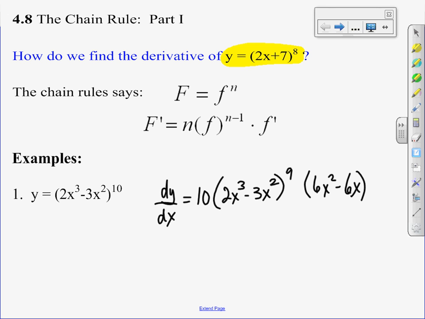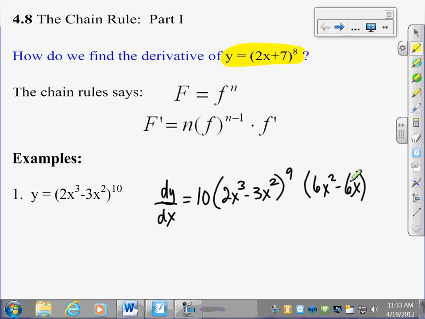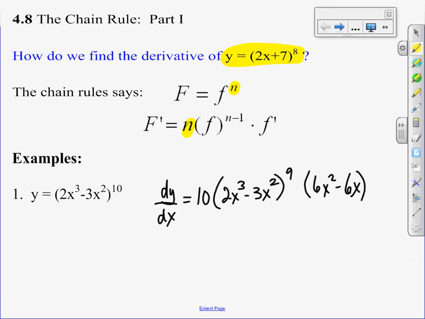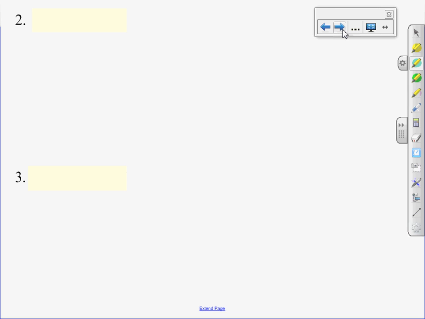So to compare what we've just done to what's above, 10 is your n. 9 is the subtracting of 1 from the exponent. This is the original function, which remains the same. And then in blue, we have the derivative of the pink. And that's the chain rule. So let's apply it to another question.